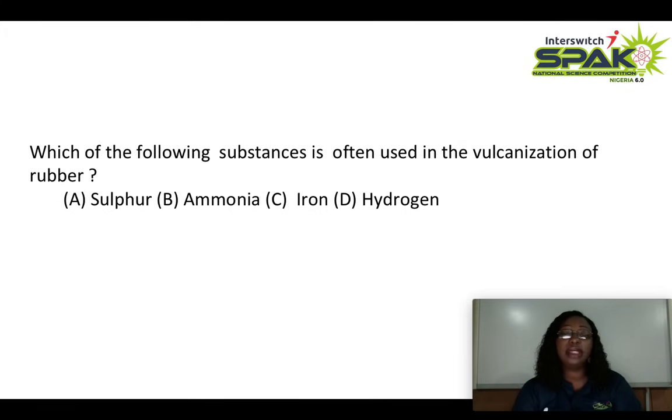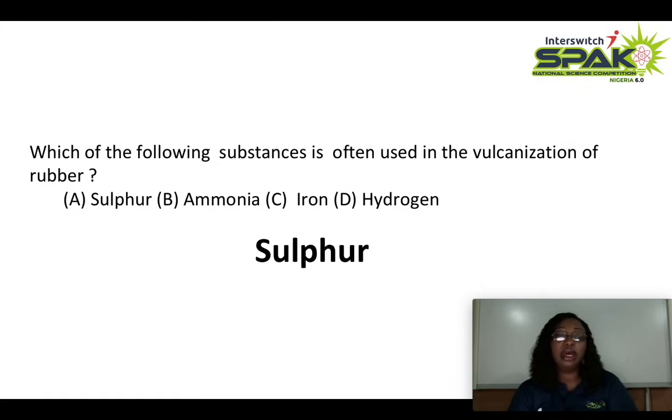Which of the following substances is often used in the vulcanization of rubber? The answer is sulfur. One of the major uses of sulfur is in the vulcanization of rubber.